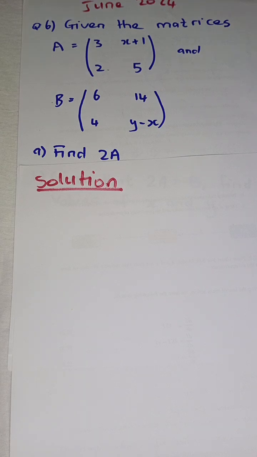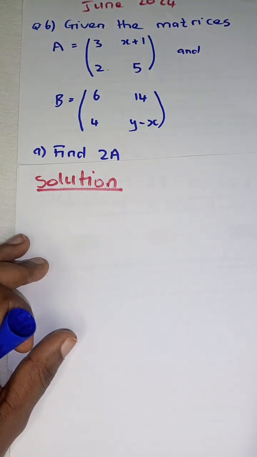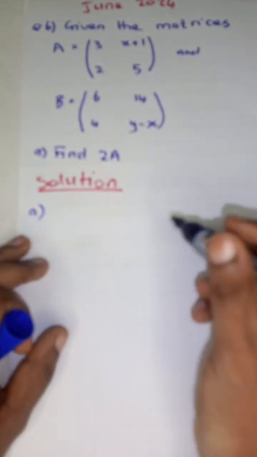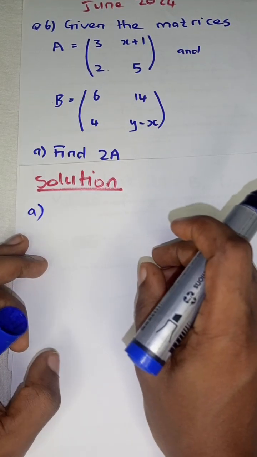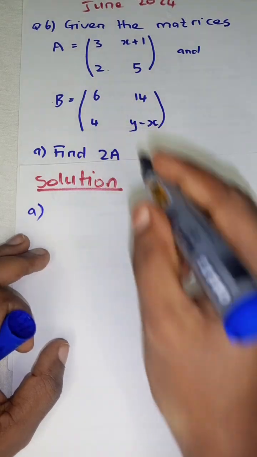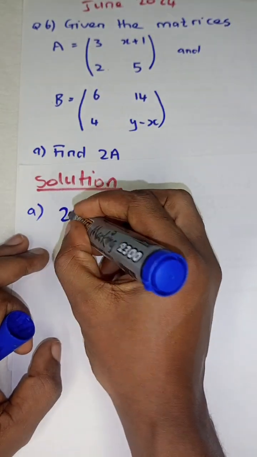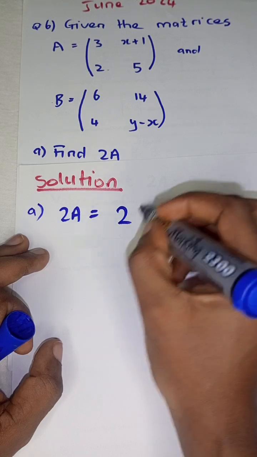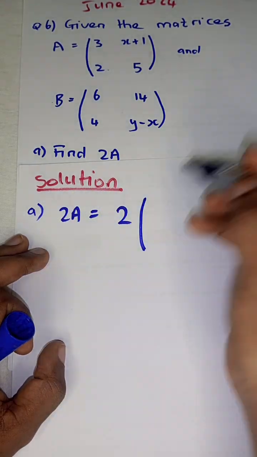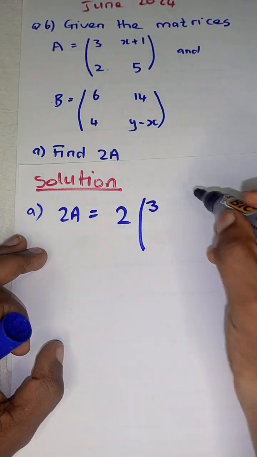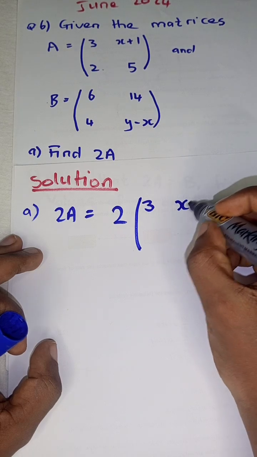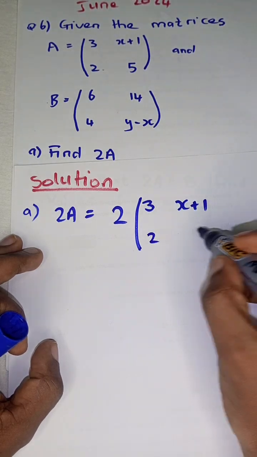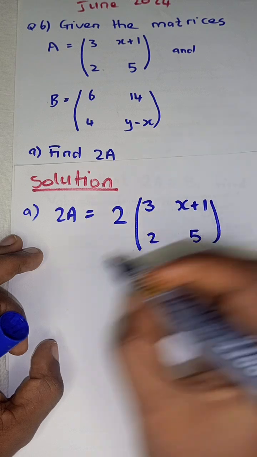So, solution. We've been given two matrices A and B, and we are asked to find 2A. For the first part, we just have to apply our knowledge of multiplying a matrix by a scalar, because 2 here is a scalar. So 2A will simply be multiplying the entire matrix A by the scalar 2. Writing out the matrix A, we have 3, x plus 1, 2, and 5.